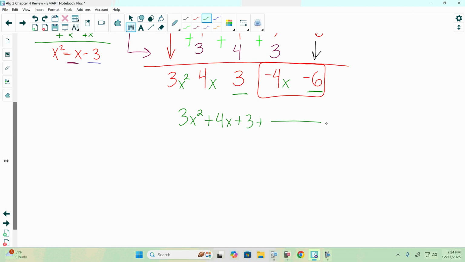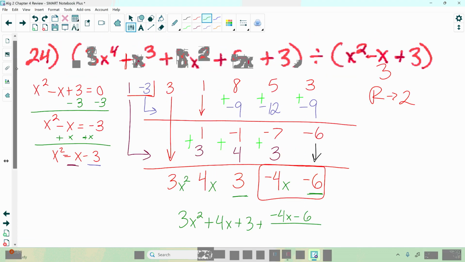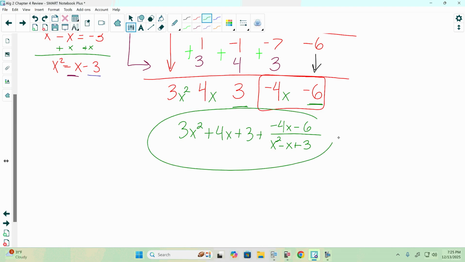Our whole part is going to be 3x squared plus 4x plus 3. Then for the remainder, our negative 4x minus 6 goes on top. And what we were dividing this by, our x squared minus x plus 3, goes on bottom. And this here is our final answer for this piece here.